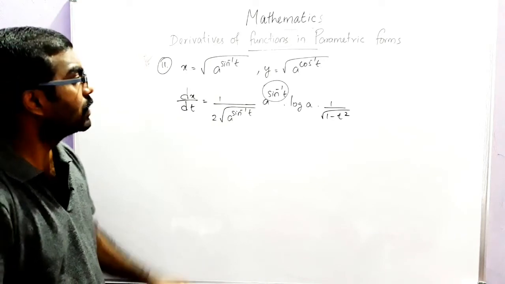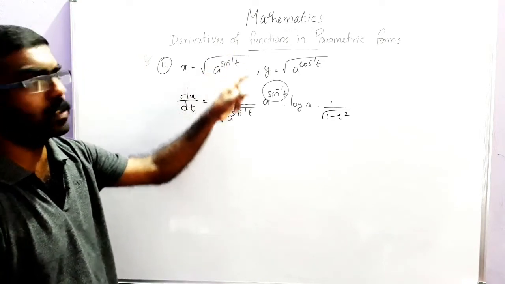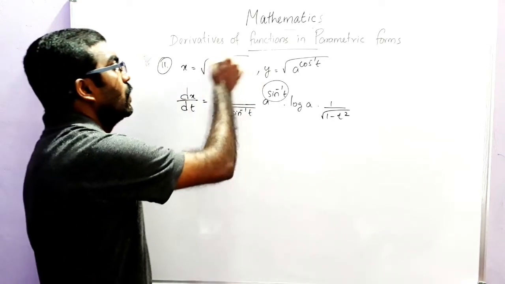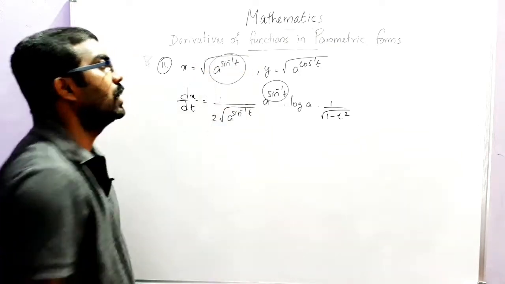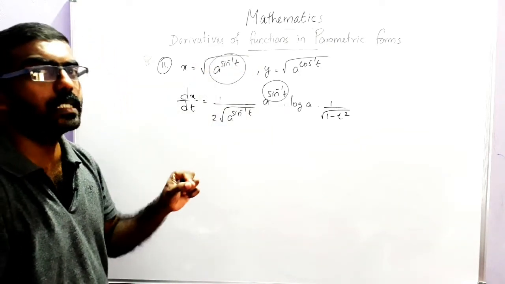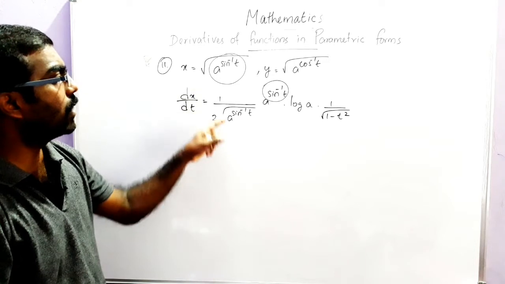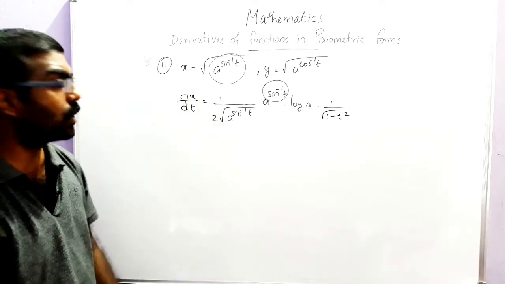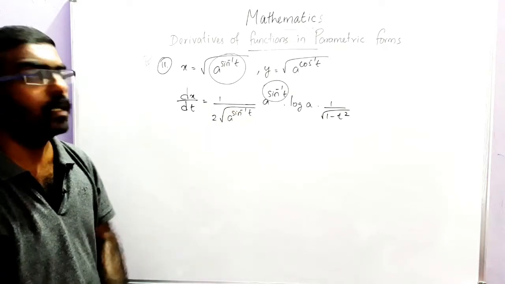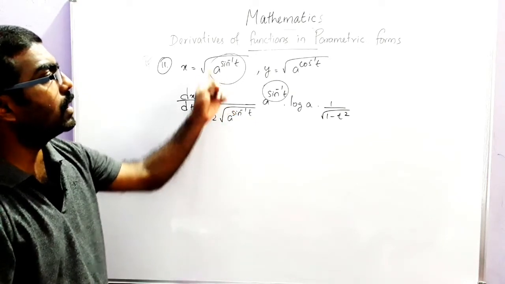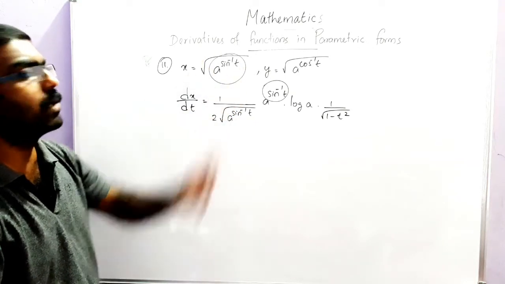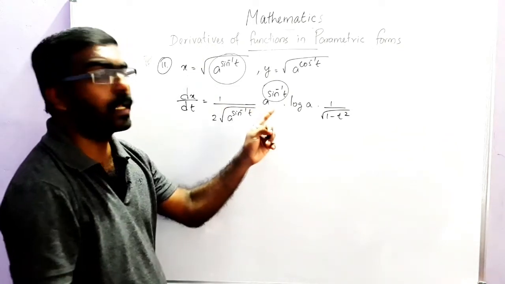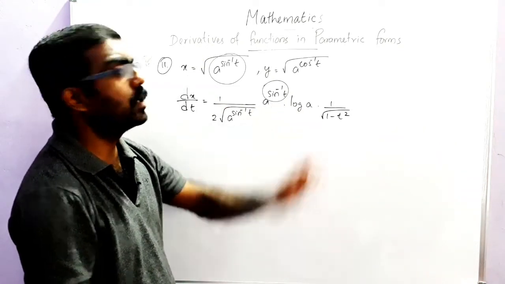I repeat, first we take it as root x. So this a raised to sin inverse t, we consider it as x. Root x derivative is 1 by 2 root x. So I write it like this: 1 by 2 root of a raised to sin inverse t. And instead of x, the term is what? A raised to sin inverse t. So we have to apply the chain rule. That's why I write a raised to sin inverse t into log a.